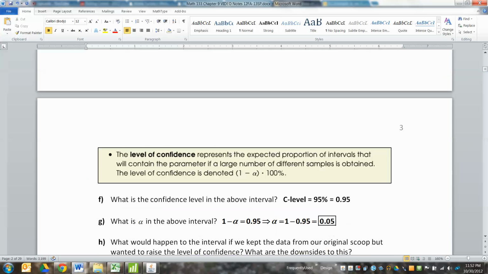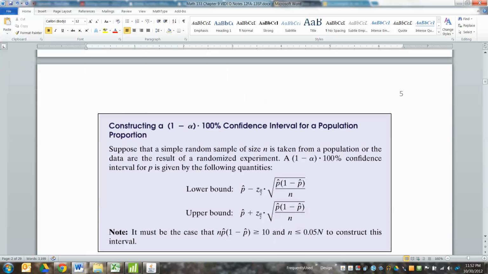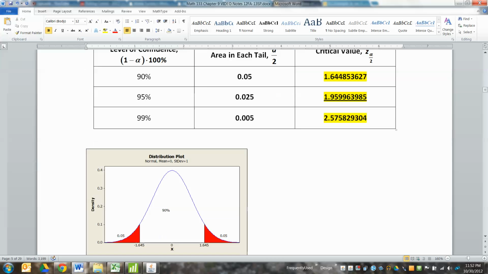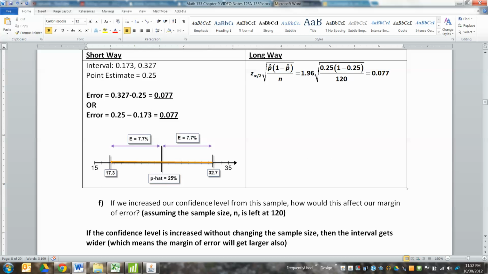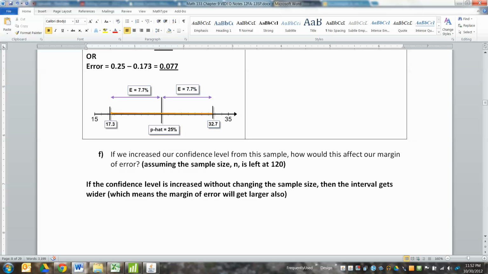So if you want to be more certain you caught it, you can make a bigger interval, and that's going to mean automatically that your margin of error is getting larger, right? Where the width of the interval gets larger, the error gets larger. So if you increase your confidence, you just want to make it so you're more sure, but you don't change your sample size, so you're still working in this little Dixie cup scoop, then that's going to mean that you're going to have a larger error.